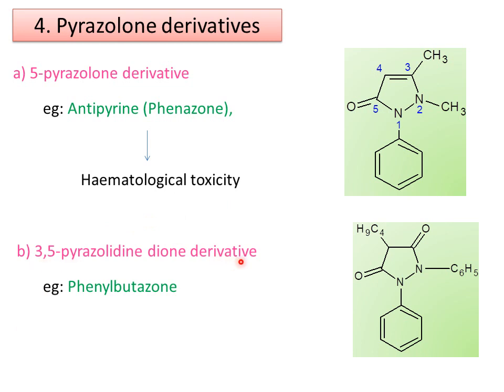3,5-pyrazolidinedione derivatives. The example for 3,5-pyrazolidinedione derivatives is phenylbutazone. Same structure, but the difference is that at the third and fifth positions it possesses ketones. At the fourth position it has a butyl, and at the first and second positions it has phenyl groups. So we name it phenylbutazone. That is about pyrazolone derivatives, antipyrine and phenylbutazone.